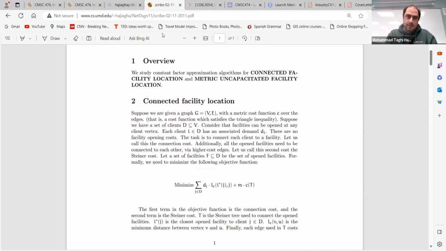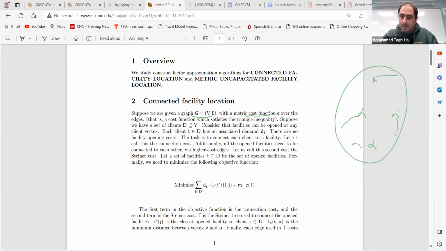So what is the connected facility location problem? Here you are given a graph G, again with a metric cost, the same as facility location. Essentially, what is the idea? Before, we had this graph and we opened some of these facilities. Now I want to open some facilities, and you always have the connection cost. But instead of an opening cost for these facilities, I may want to consider the cost of connecting all these facilities together.